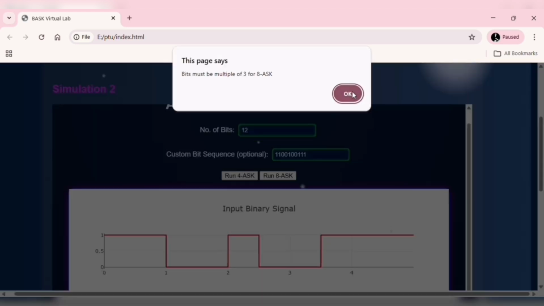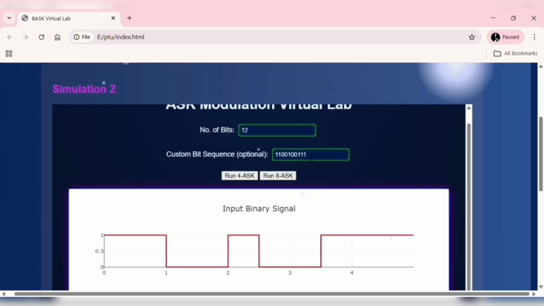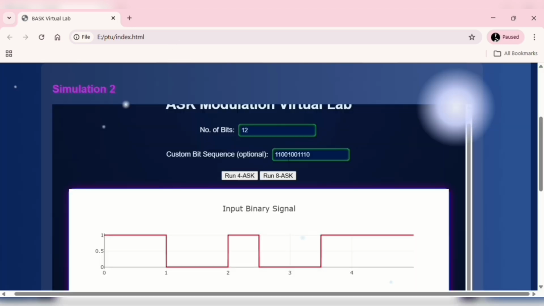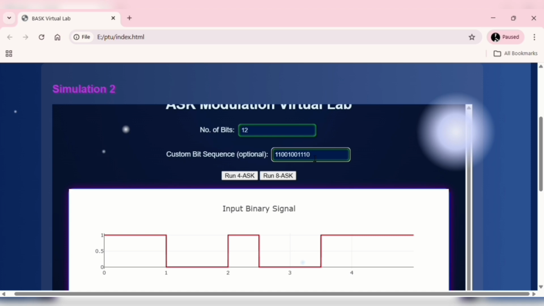Next, the simulation demonstrates 8 ASK modulation. In 8 ASK, 3 bits are grouped together to form one symbol. This results in 8 different amplitude levels, each representing a unique 3-bit combination. The displayed output shows how the carrier amplitude varies across 8 different levels, depending on the input data sequence.